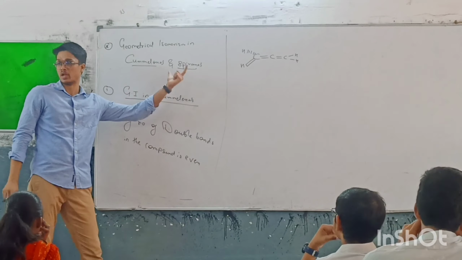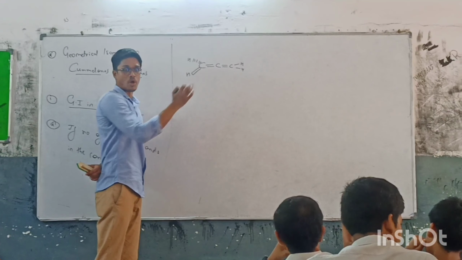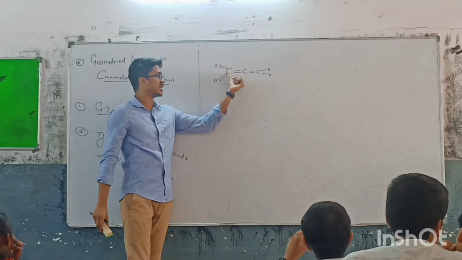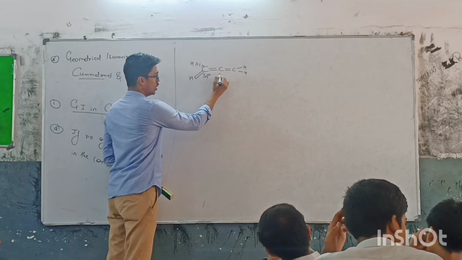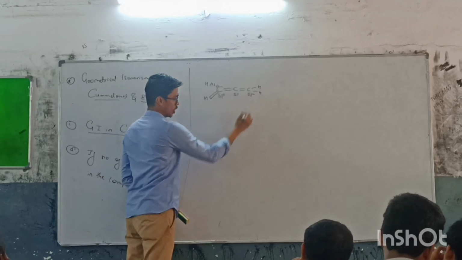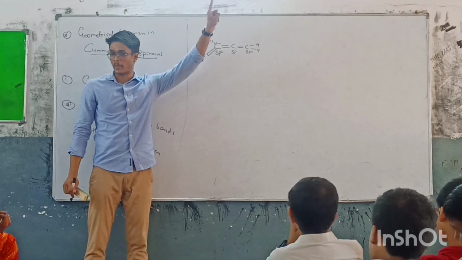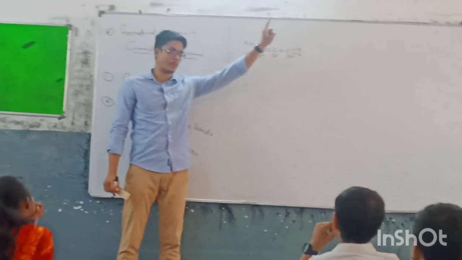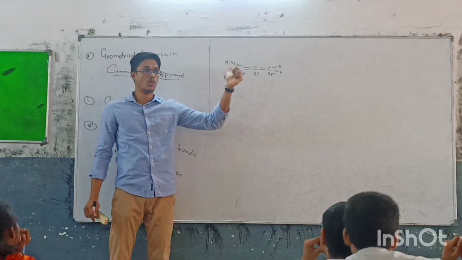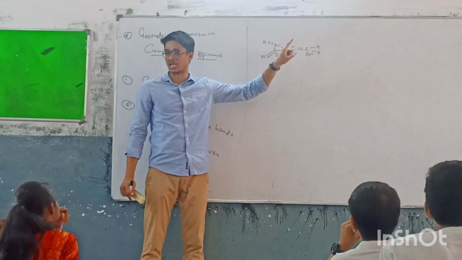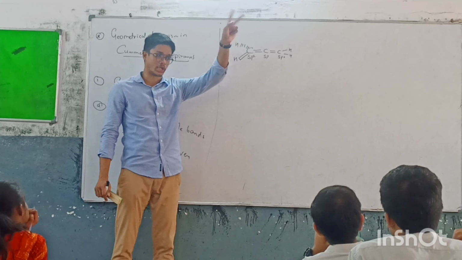See how this pi bond is formed. The pi bond is formed by the p orbital. Each carbon here is sp2 and this one is sp. When the carbon has sp2 hybridization, it has one p orbital and one unpaired electron. When the carbon has sp hybridization, it has two p orbitals and two unpaired electrons.